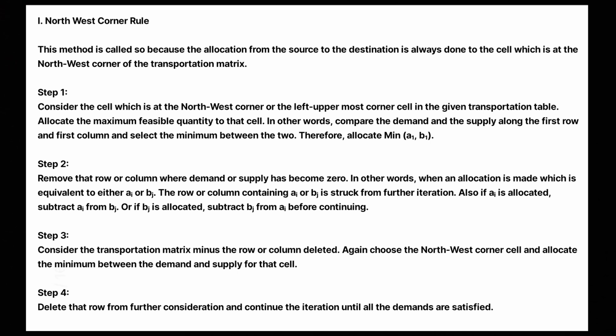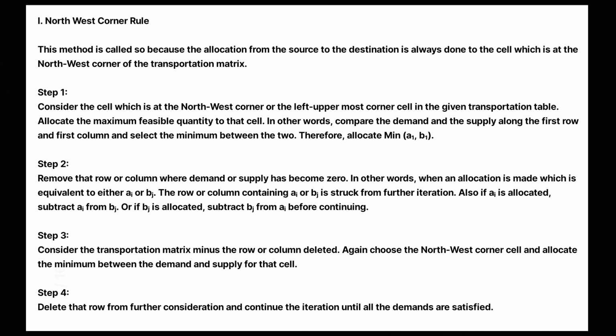Step 2 is to remove the row or column where demand or supply has become 0, or where the allocation made is equivalent to either Ai or Bj. The row or column containing Ai or Bj is struck from further iteration. Also, if Ai is allocated, subtract Ai from Bj, or if Bj is allocated, subtract Bj from Ai, before continuing.